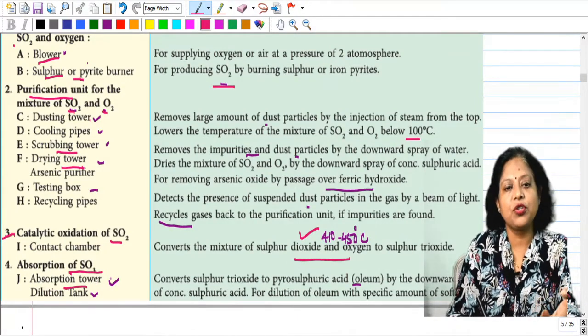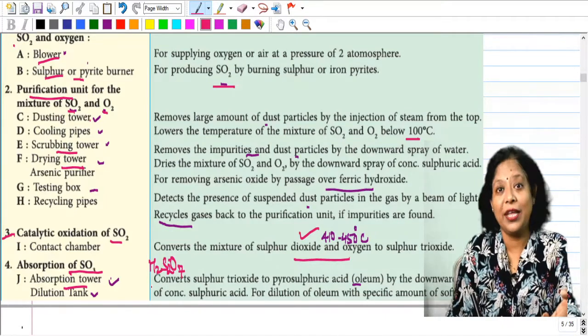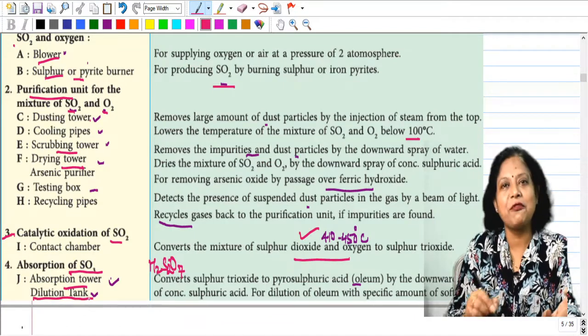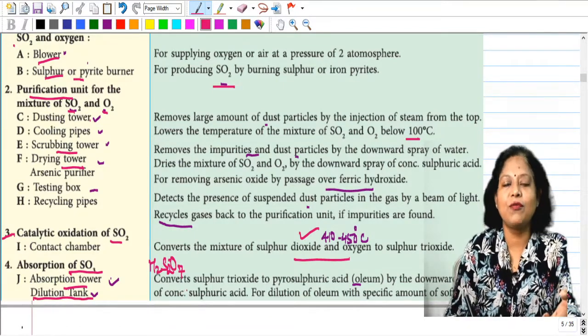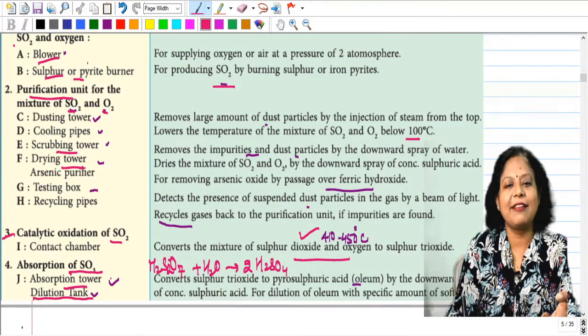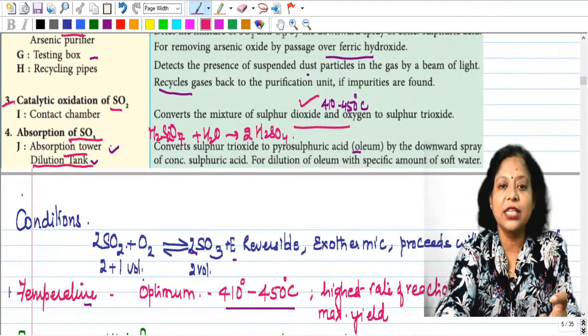In absorption tower, it is treated with sulfuric acid to form H2S2O7. You also call this as oleum, okay, or pyrosulfuric acid. And then this pyrosulfuric acid is treated with water to form sulfuric acid. So what do you get? 2 molecules of sulfuric acid. Is this clear? So this is how we manufacture the sulfuric acid.